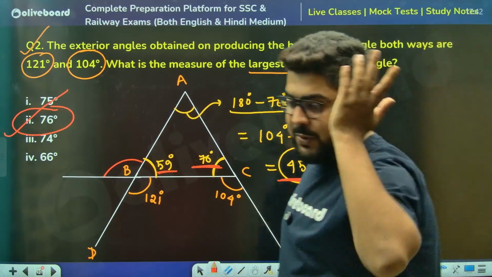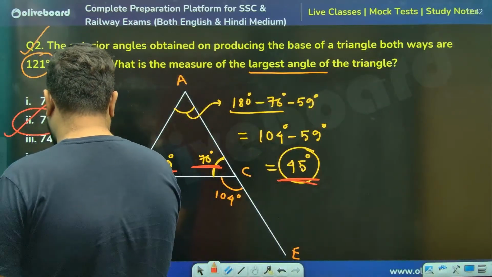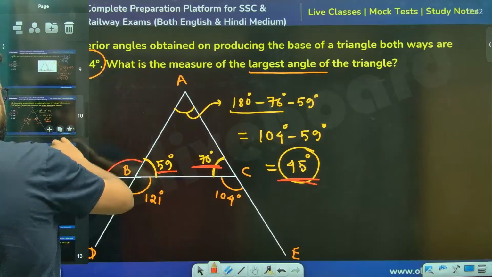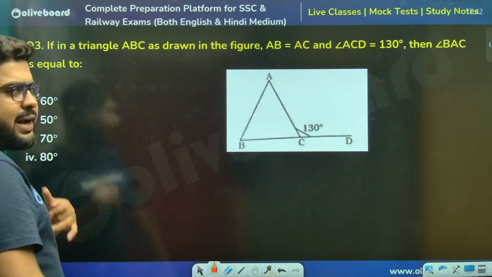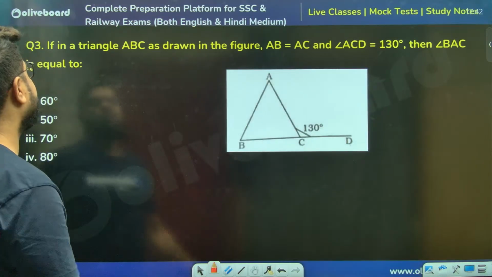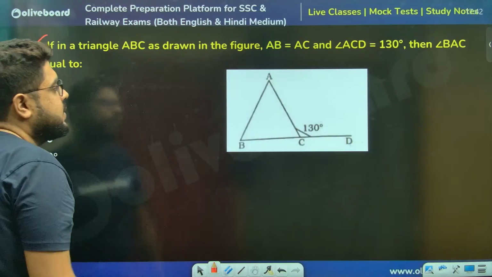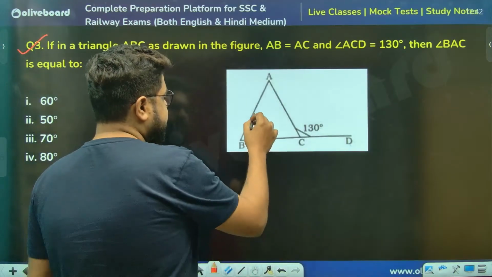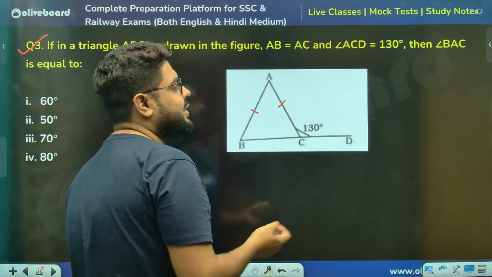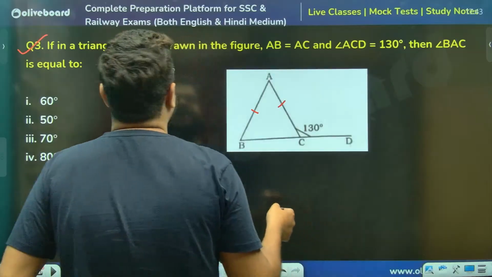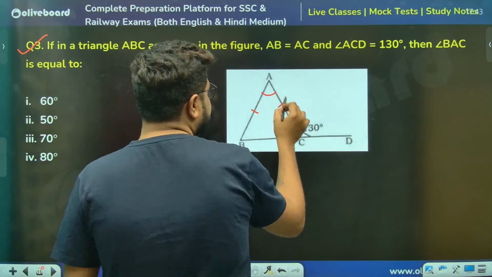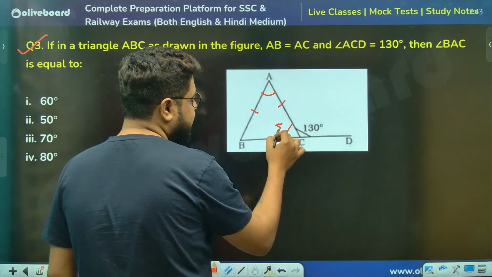Perfect. It's okay. You see, as you asked this question, I could have shown you this thing and it got clearer. AB is equal to AC. This thing is equal to this thing. Then BAC is equal to this one. Sir, this is 50 degree.